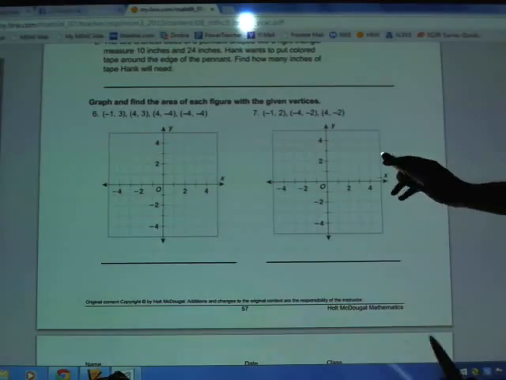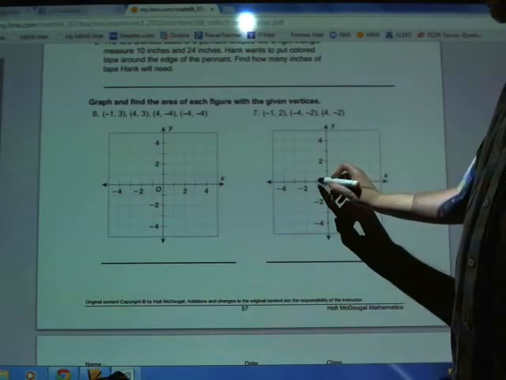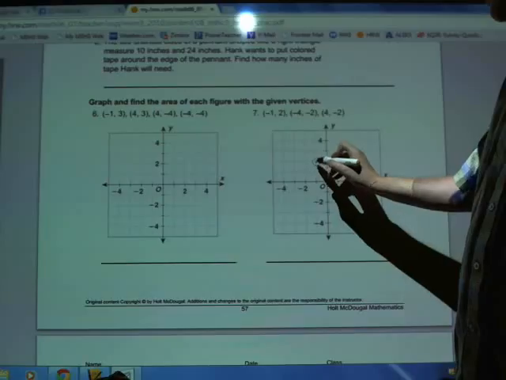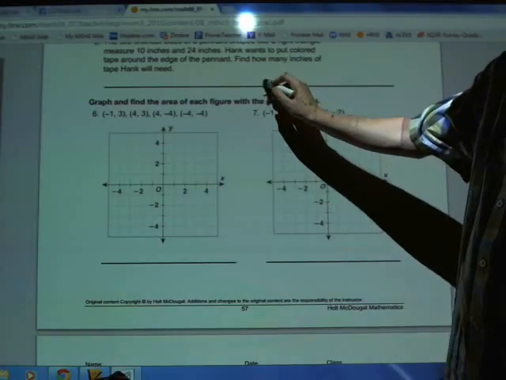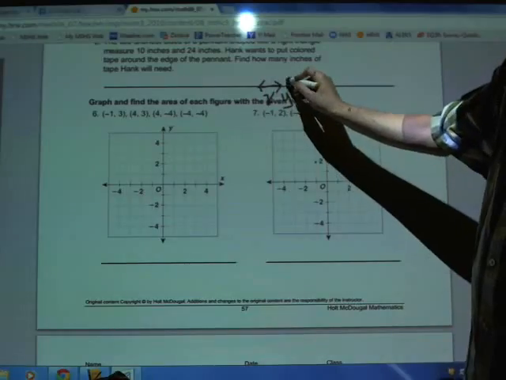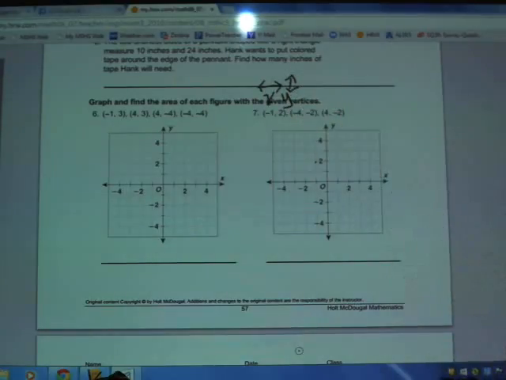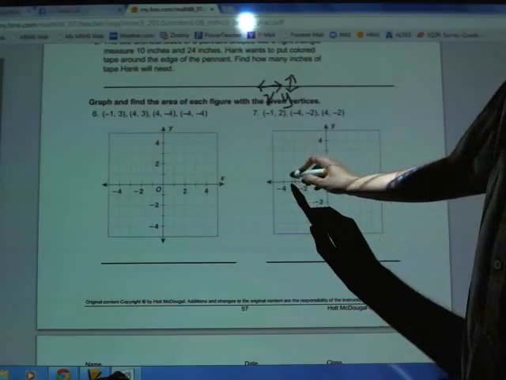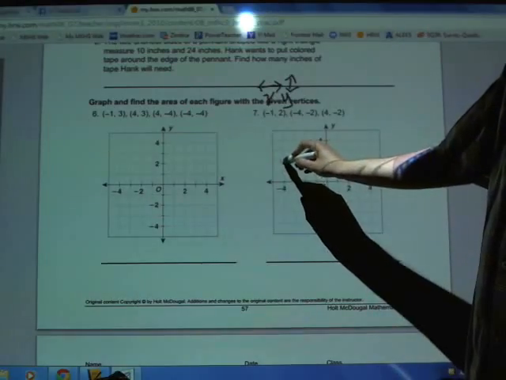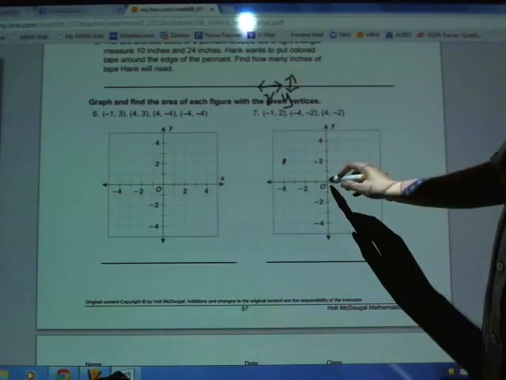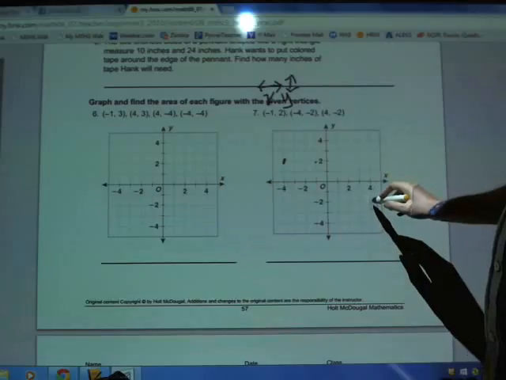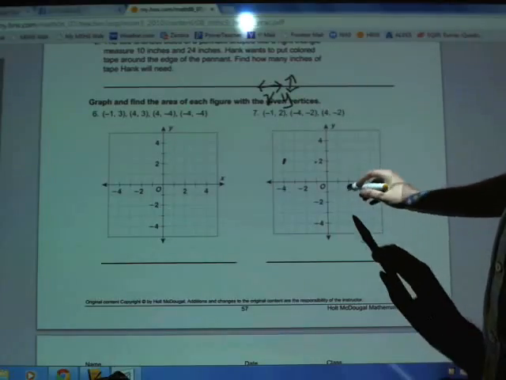So we've got -1, 2, which means from the origin I go left 1 and up 2. Remember, the first number is an x, the second number is always a y, the x-axis is the one that runs left to right, the y-axis is the one that goes up down. -4, -2 means from the origin I'm going to go left 4 and down 2 and put a point. And 4, -2 means from the origin I'm going to go right 4 and down 2 and put my other point.